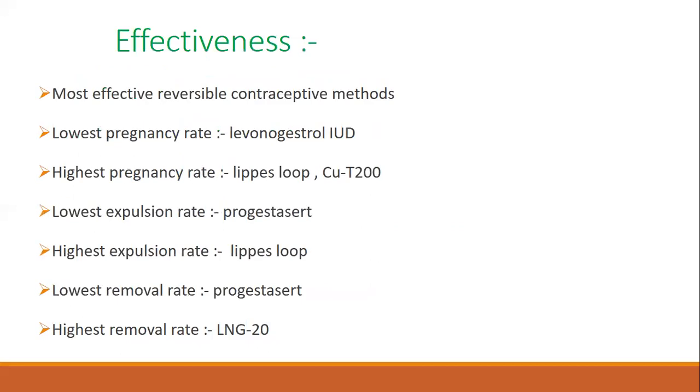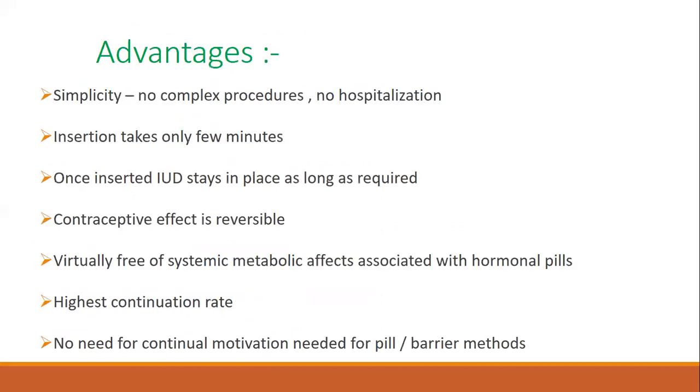Effectiveness of IUDs: these are the most effective reversible contraceptive methods. The lowest pregnancy rate is shown by the levonorgestrel IUD. The highest pregnancy rate is seen in the Lippes loop and copper T200. The lowest expulsion rate is seen with Progestasert. The highest expulsion rate is seen with the Lippes loop. The lowest removal rate is seen in Progestasert and the highest removal rate is seen in levonorgestrel, or Mirena.